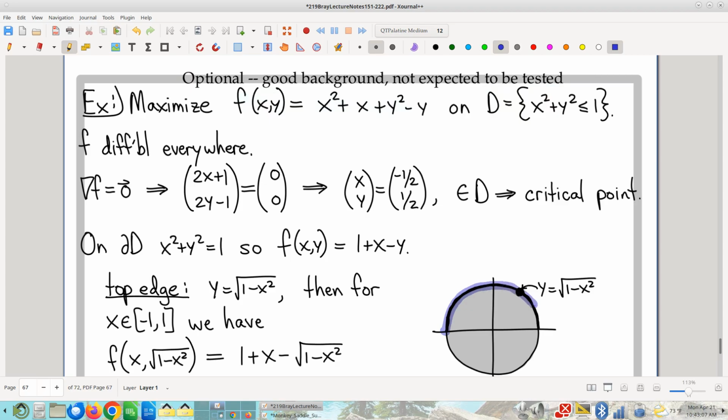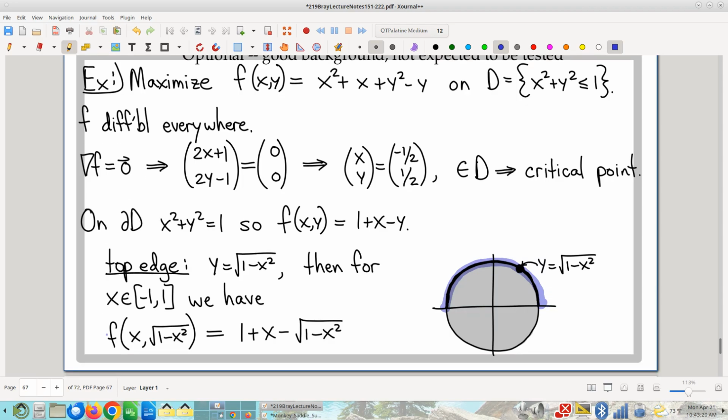Let's look at this top edge. I can analyze what's going on just on that top edge with single variable calculus, because I can rewrite the function. The function on that top edge is basically a single variable function.